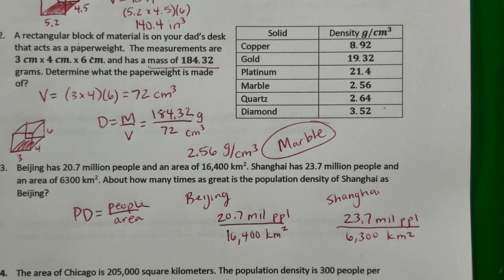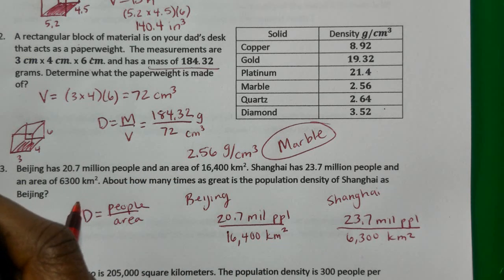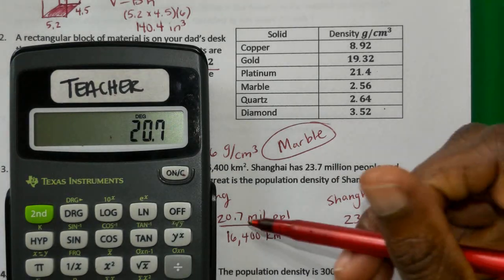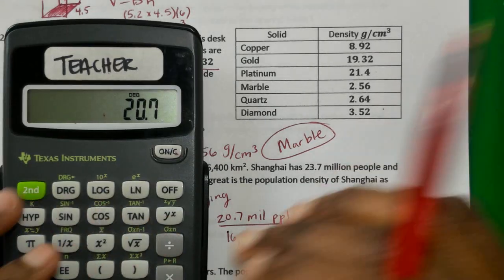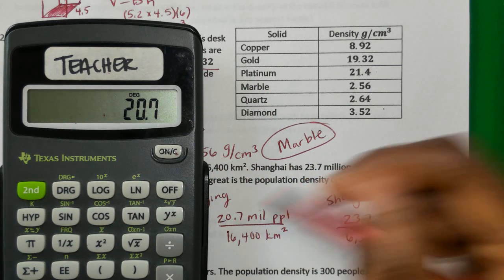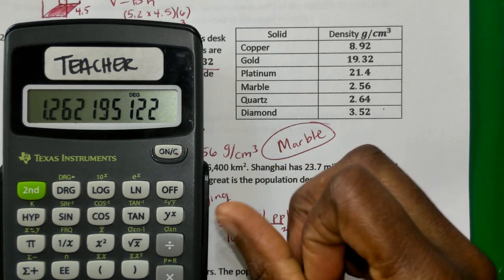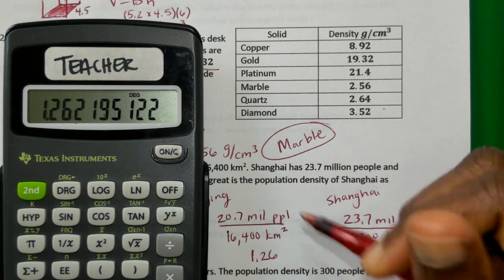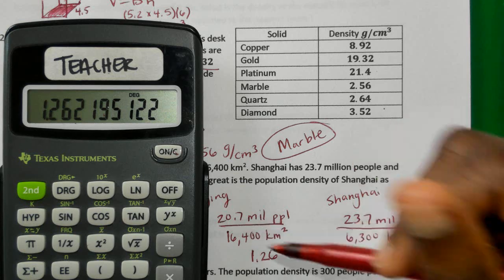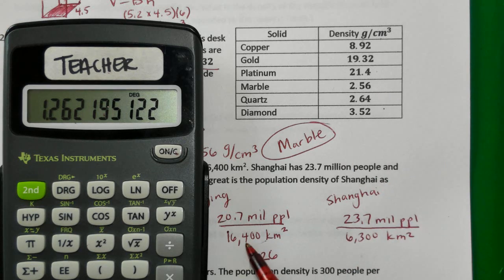So this should be more for the Shanghai one. So let's see, 20.7. You can just write it as 20.7 since these are both in millions. You don't have to write all the numbers behind that. And then divide that by 16.4, and just make all of these to the nearest thousand. So we're talking about 1.26, and that's in million people per 1,000 kilometers, really, because we did remove the decimal spot a little bit.